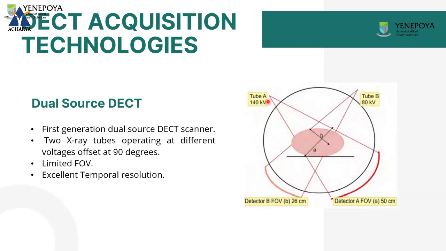Usually, whenever there is a higher energy X-ray tube with the larger kVp, it will have a larger FOV, usually around 50 centimeters, and the tube with the lower energy will have a smaller FOV, which is 26 centimeters. So the FOV is different between them. One more thing is that this data set is acquired together. It's not that first 80 kV will work and then you go for 140 kV. It doesn't work like that.